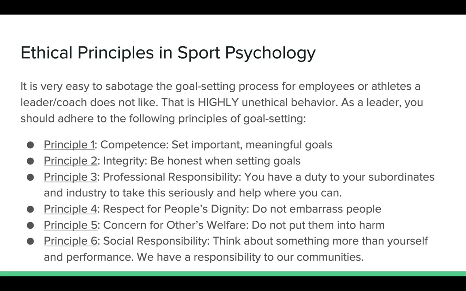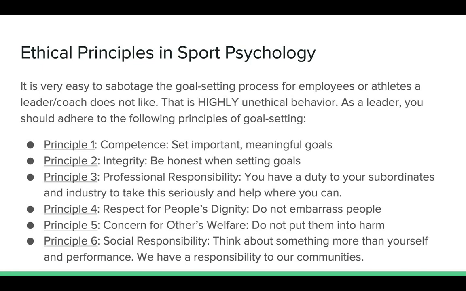And it's very easy to sabotage the goal setting process for employees or athletes or clients, especially if you let personal feelings towards that individual get in the way. And that is highly unethical, because your job as a leader is to help people grow, right? Regardless of maybe how you feel about them on a personal level, that's really what your job is about as a leader. So here are a couple of principles of goal setting that are associated with ethics within the world of sport and performance psychology.